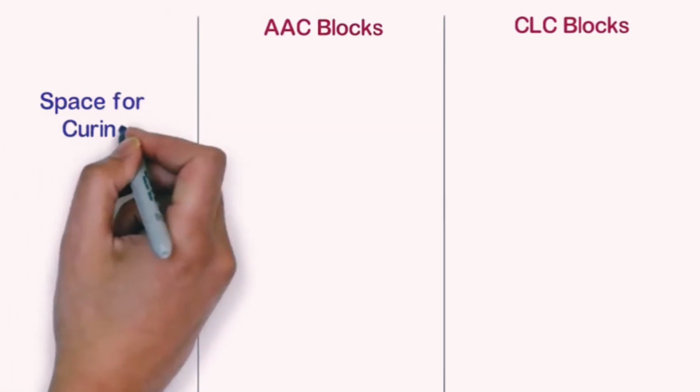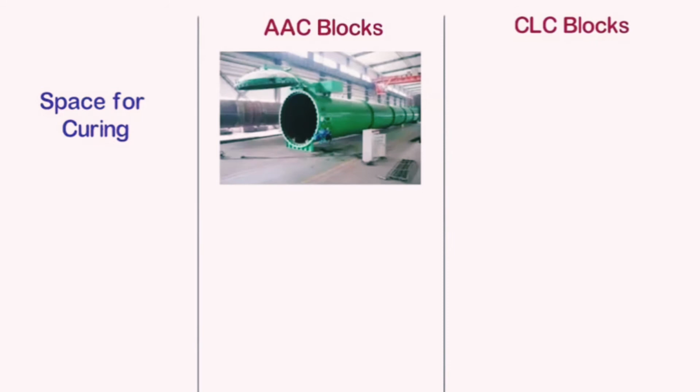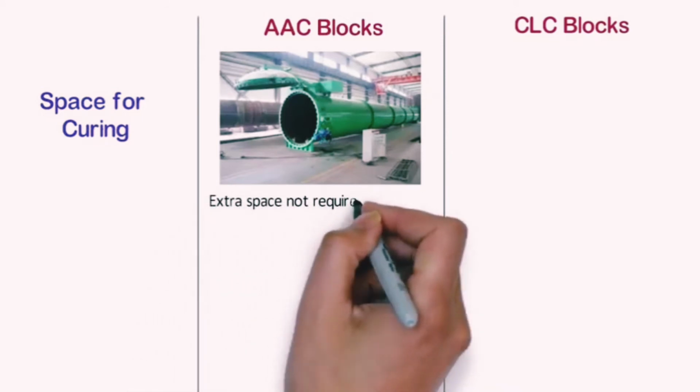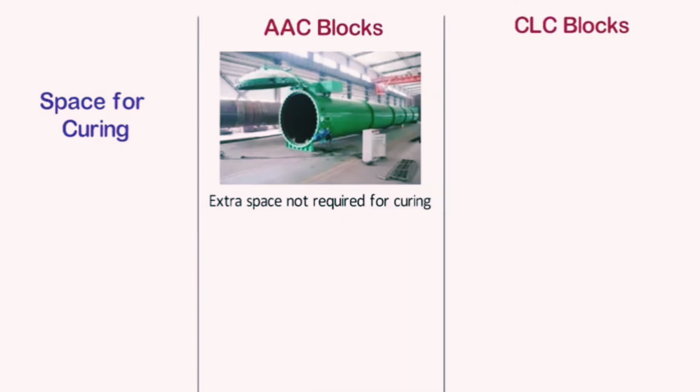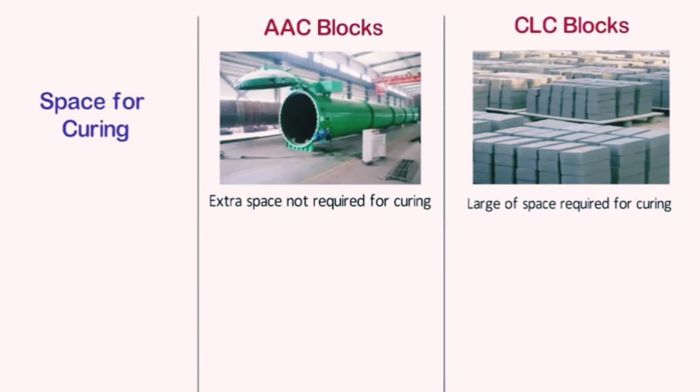Space required for curing. AAC blocks are steam cured inside the autoclave, and after that they are ready to be used. Extra space is not required for curing in case of AAC blocks. Whereas CLC blocks require a large amount of space for curing.